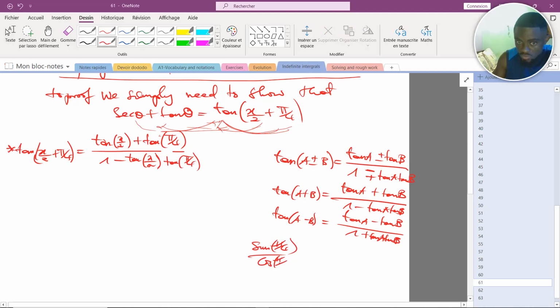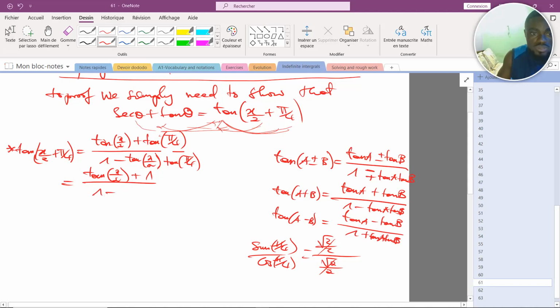cos π/4. And sine of π/4 is simply sine of 45 degrees, which is root 2 on 2. Cos of π/4 is cos of 45 degrees, which is root 2 on 2. So this will give 1. So this will be equal to tan(x/2) plus 1 all over 1 minus tan(x/2).